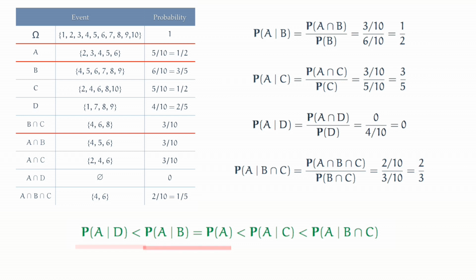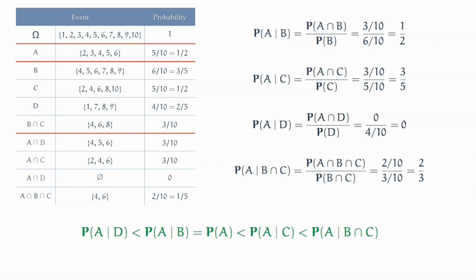But conditioned on D, the chance of A has decreased. In fact, it's 0 now. Whereas conditioned on C, the chance of A has increased to 3 in 5. Very interesting. What about conditioning on B intersection C? Remarkably, perhaps, the chance of A has now increased even further to 2 in 3. Oh, that is very interesting.